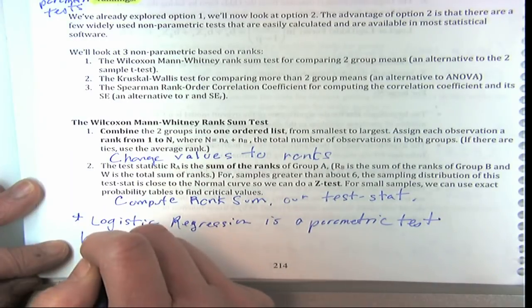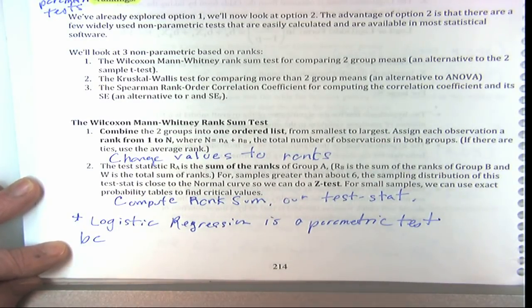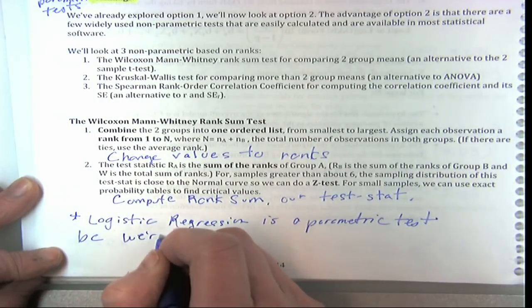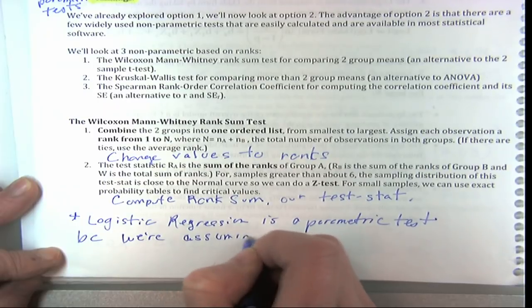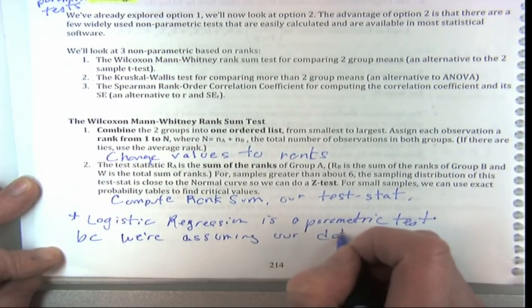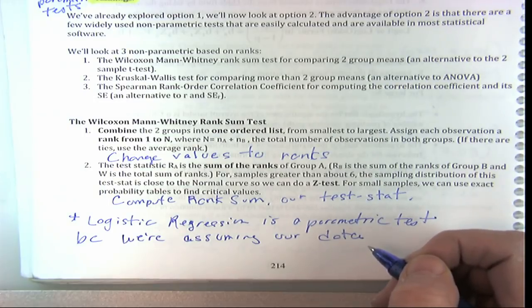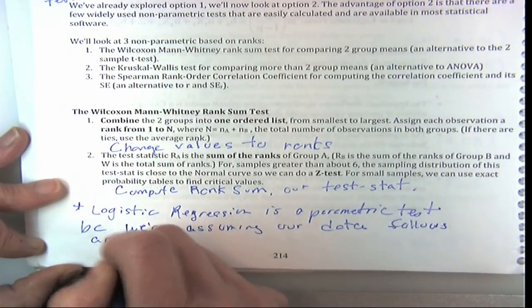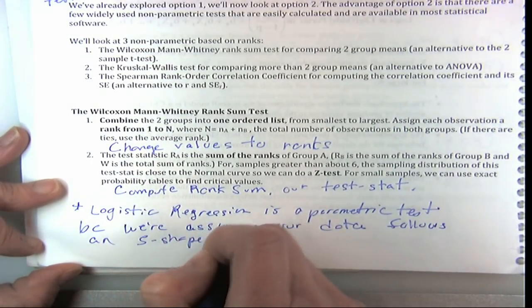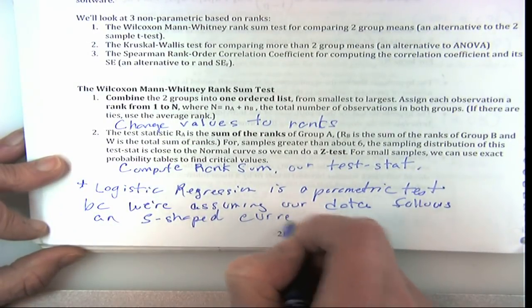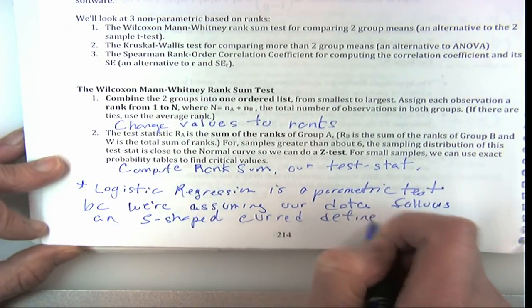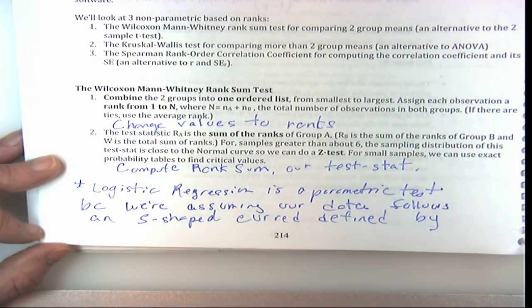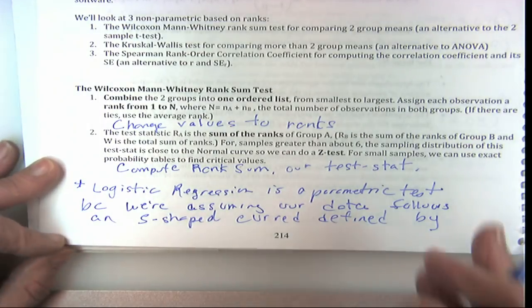Why? Because even though we're not assuming normality, we're assuming that our data follows an S-shaped curve, that we have a model that's defined by two parameters for simple logistic regression.